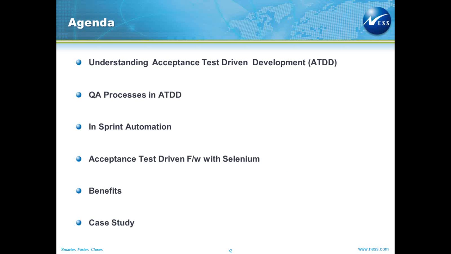Okay, just let me go through the agenda. I'll be explaining what exactly we mean by acceptance test-driven development. The acronym is ATDD. What should be the QA processes in ATDD? How to achieve in-sprint automation. Automation is one of the best practices in the agile world, and we would focus more on how to get things automated within the sprints itself.